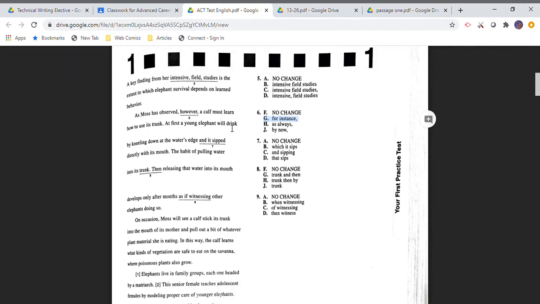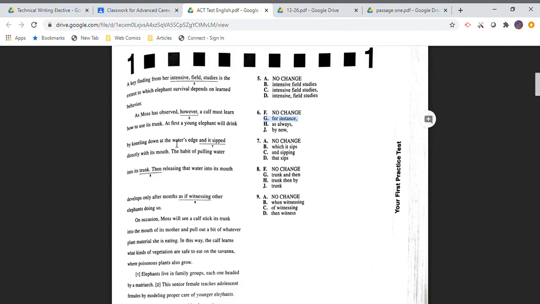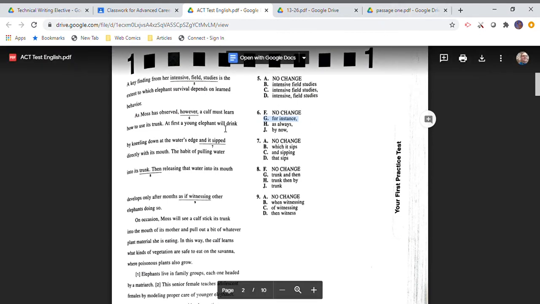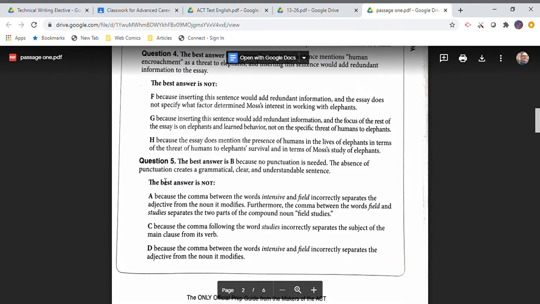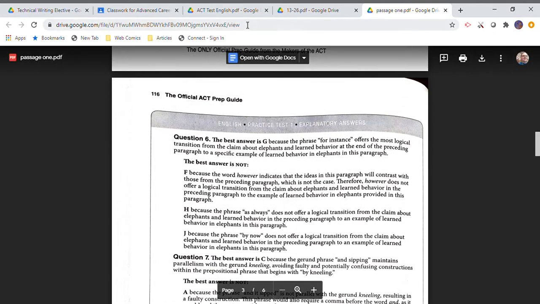At first, a young elephant will drink by kneeling down at the water's edge, and it sipped directly with its mouth. Okay, it sipped is a weird phrase, but it's underlined, so I'm going to ignore it for now. So, as Moss has observed, however, I'm going to replace it with for instance. Let's see if that's right. Number 6. Best answer is G, because the phrase for instance offers the most logical transition from the claim.